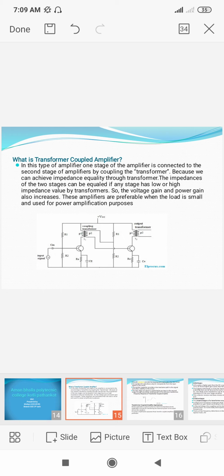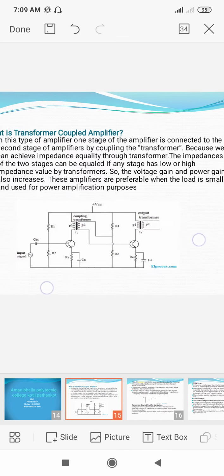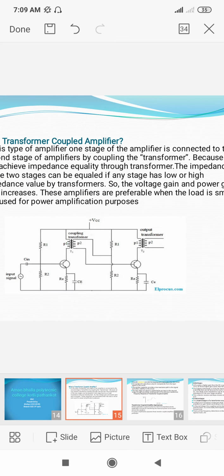What is a transformer coupled amplifier? Circuits: two transistors are connected in the circuit, with two transformers, a capacitor C in, and resistors R1, R2, etc. Transformer coupled amplifiers use coupling of the transformers.